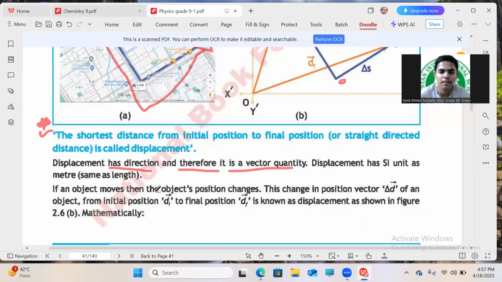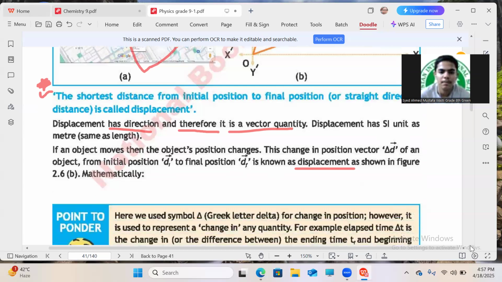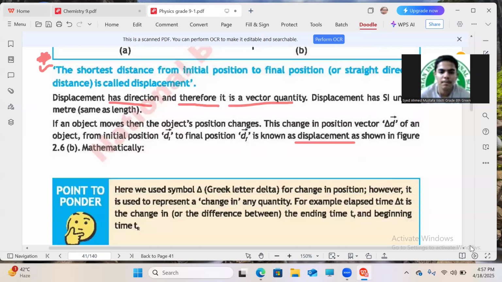So if an object moves, then the object's position also changes. This change in position, vector del D, with the vector sign on top, of an object from initial position to final position, is known as displacement. Understand that? So this is called del D.